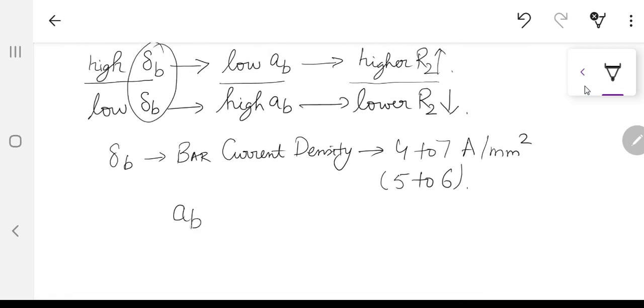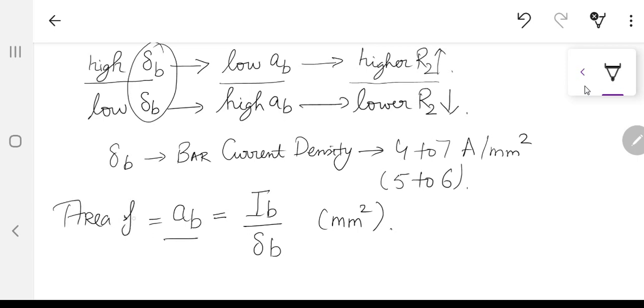you can find out the area of your bars, and certainly that area is going to be equal to IB divided by delta B, and this value is going to come in millimeter square. IB we already found out before by making the rotor MMF and stator MMF equal. So the area of the bars AB, this is the area of one bar, is found over here. This is the cage rotor bar, which is being decided over here.